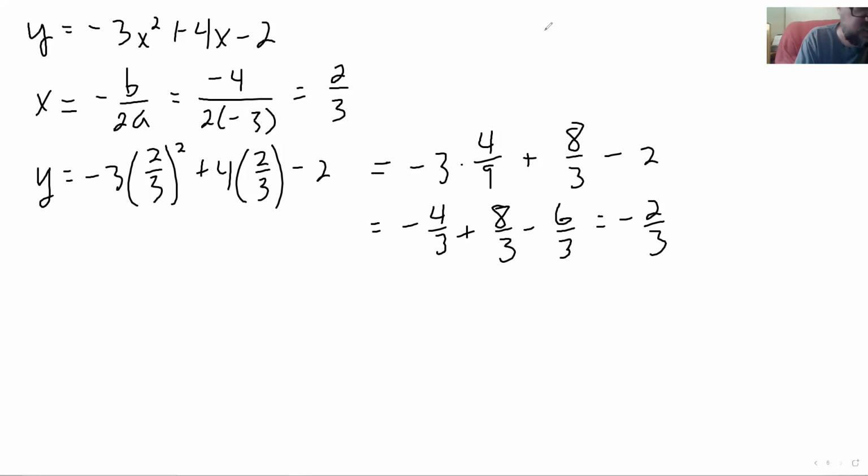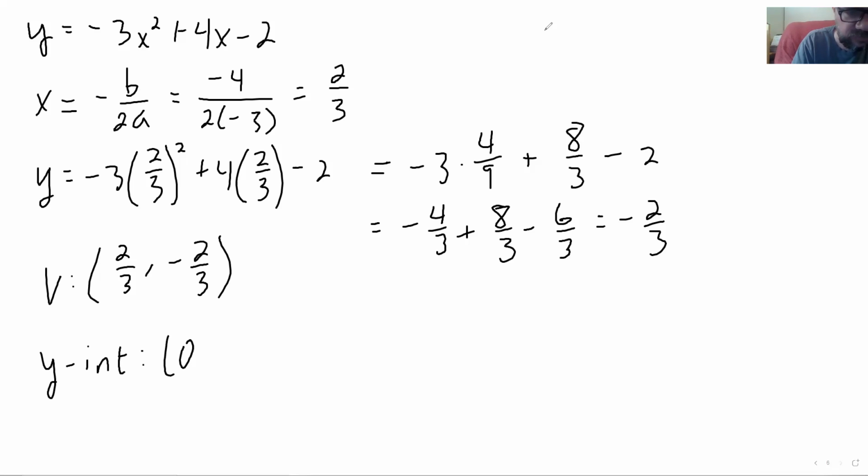All right, so my vertex is 2/3, negative 2/3. All right, that one was a little bit messy. Now, luckily, the y-intercept, no problem, negative 2. Y-intercept, 0 for x and negative 2 for y. So let's go get a graph going here.